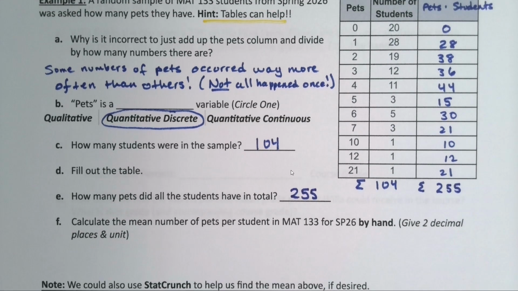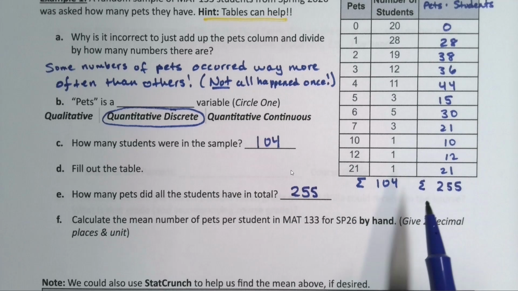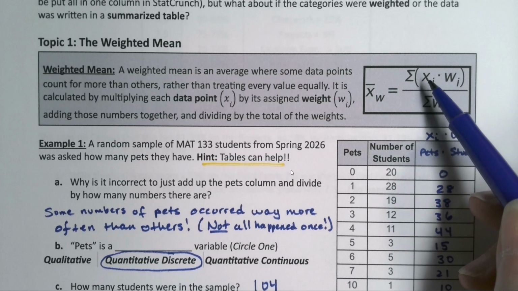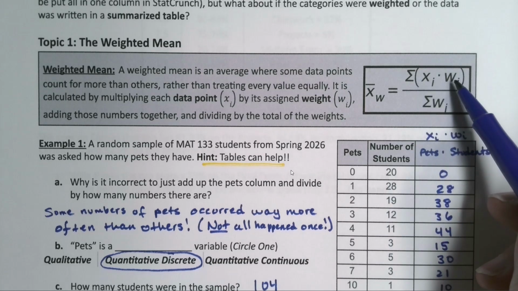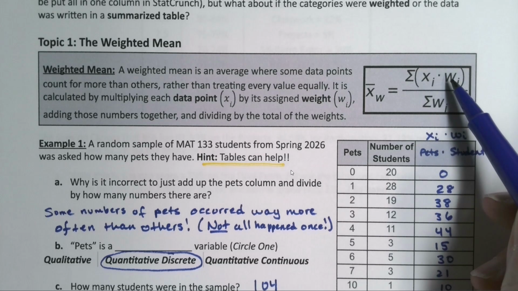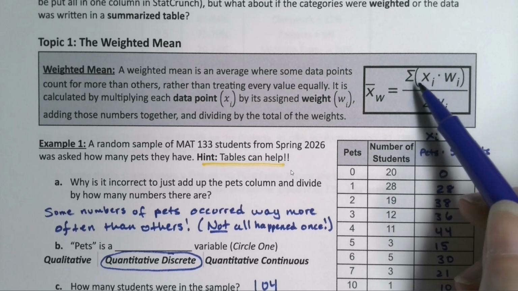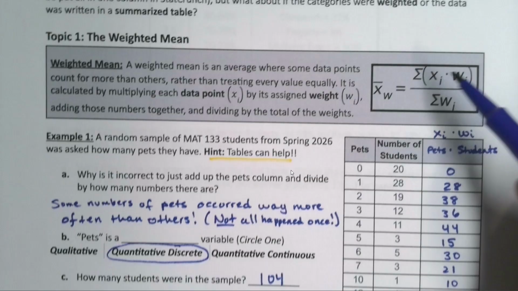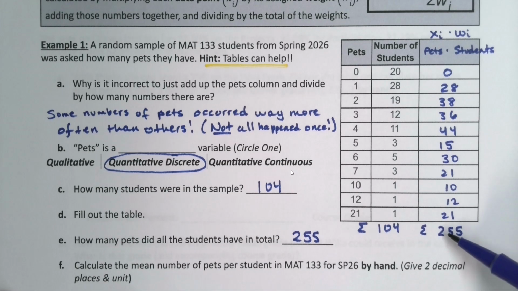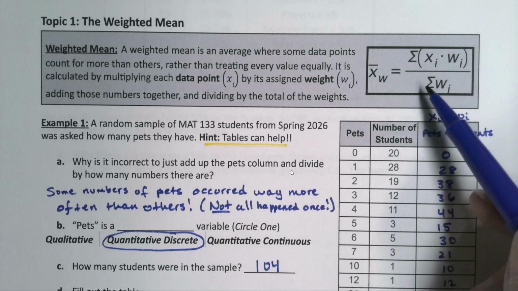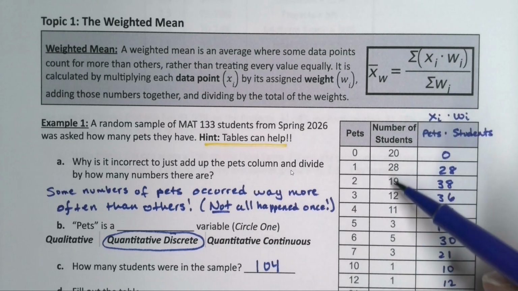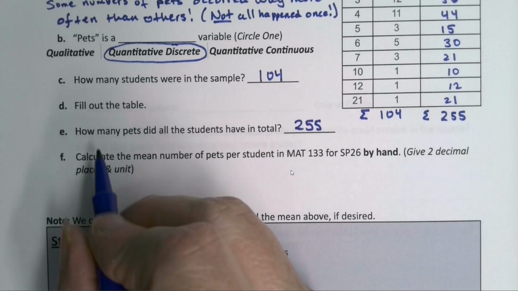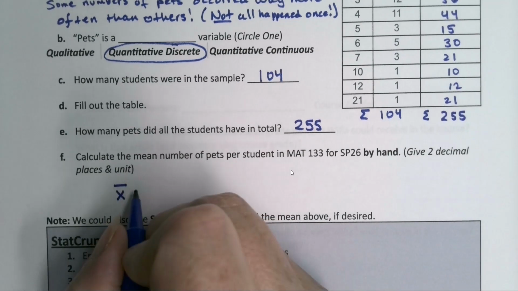So what I've sneakily done is gotten you right up to finding that mean by hand because we took each of our pets and we multiplied it by our students because that was the weight, right? So pet times student made our weights. That was each of these numbers. And then we added them up, which is the 255 down here. And then we're going to divide it by the number of weights, the number of students, which we already did. It's 104.